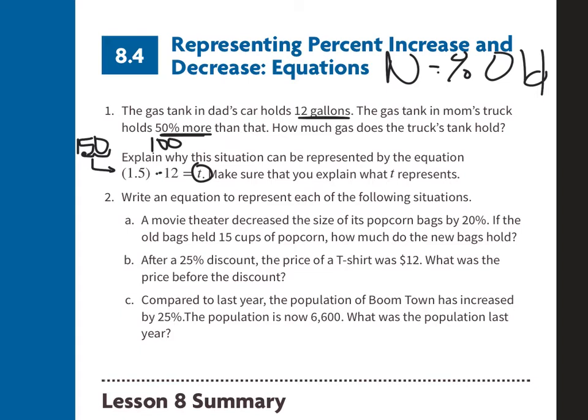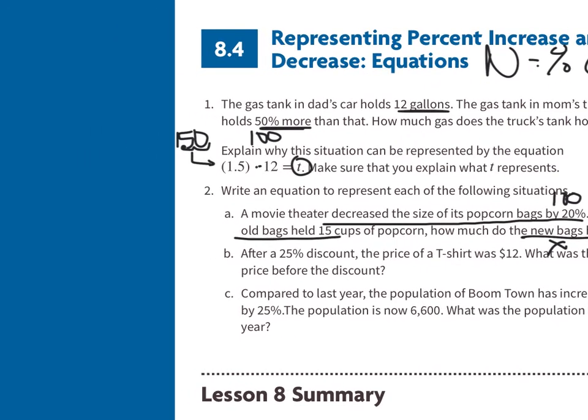Okay? So number 2 says write an equation to represent all of these situations. So letter A. A movie theater decreased the size of popcorn by 20%. If the old bags held 15 popcorns, how much do the new bags? We don't know what the new bags are, so let's put X there. We know the old is 15, and the percentage is decreased. So we always start with 100%. So 100% minus 20% is going to be 80%.